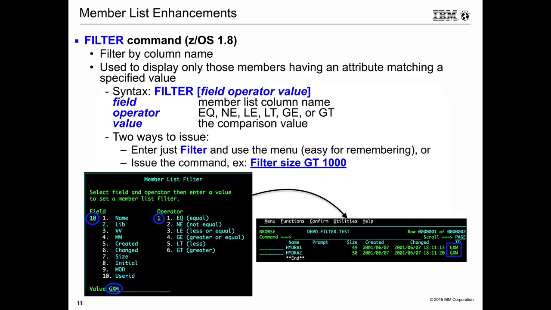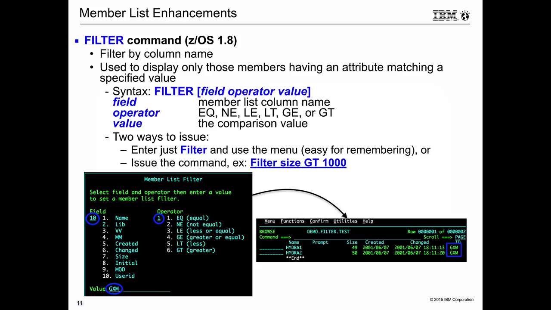I can use the filter command to filter on any given column name, and either by date or user ID or whatever the case may be. There's two ways to issue the command. You can just type the word filter and we'll pull up a panel that you can fill in. And if you've never used it before, that's a good way to get started and to see how it works.